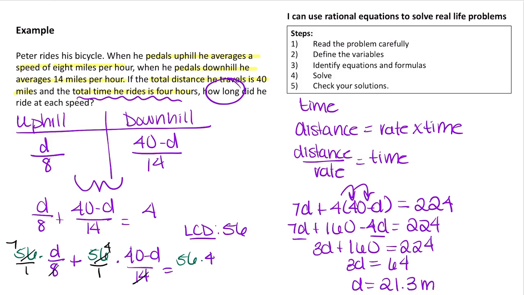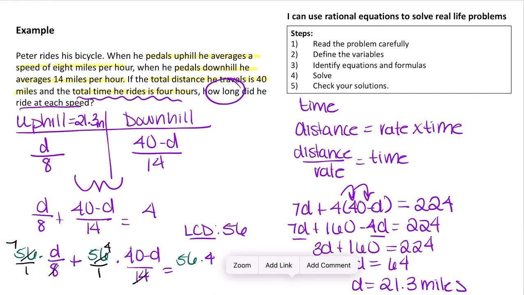21.3 miles. Okay, so it says 21.3, but you have to be careful what it's asking you for in the problem. What did D represent? So 21.3 miles is how far he went uphill. But it's asking us how long did he ride at each speed. So we also need to figure out the length that he went downhill. Remember, that was that 40 minus D that we had.